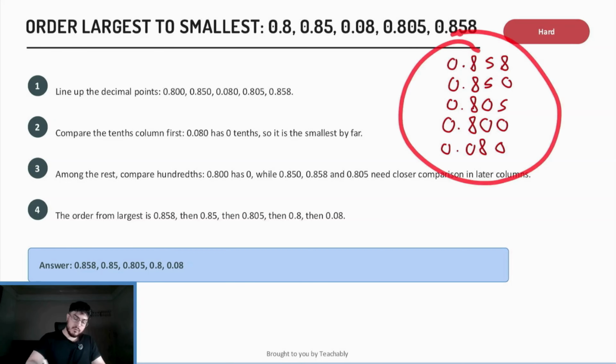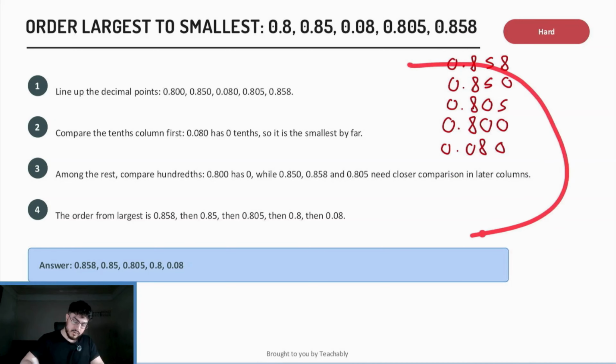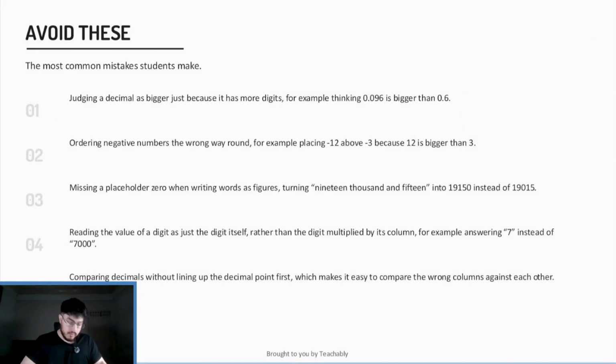If you don't understand what I'm doing here, or maybe I'm going a bit too fast, you can always read this right here and hopefully it would make sense. Let's move on. Okay, so we finished this topic. I think we've done enough examples. We've talked about the concepts. It's not a large topic, but you have to understand it.